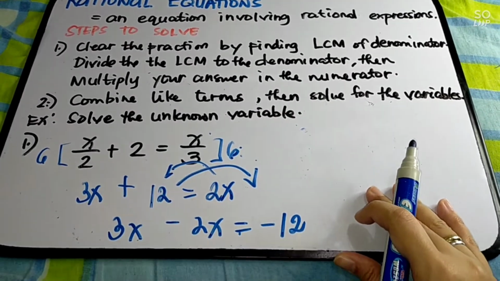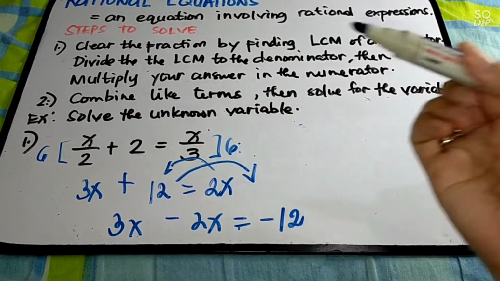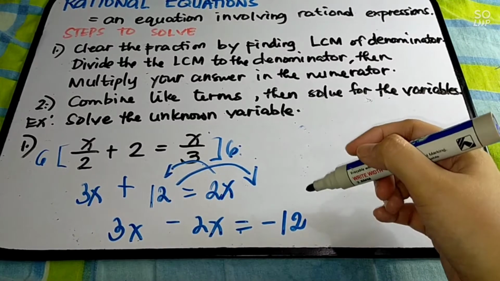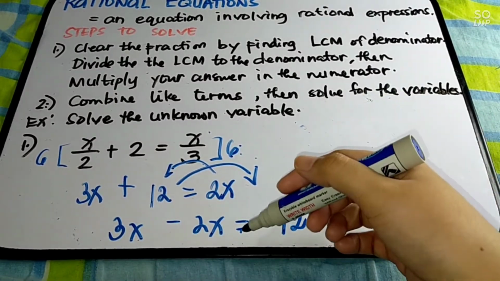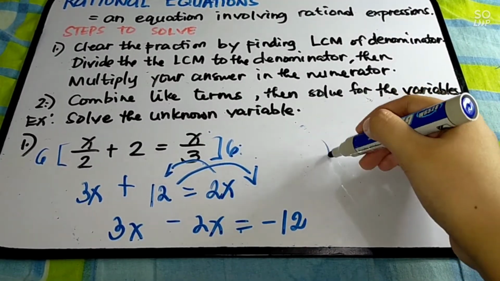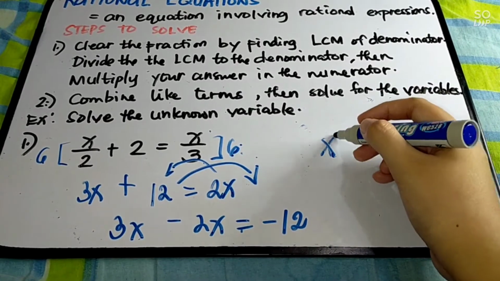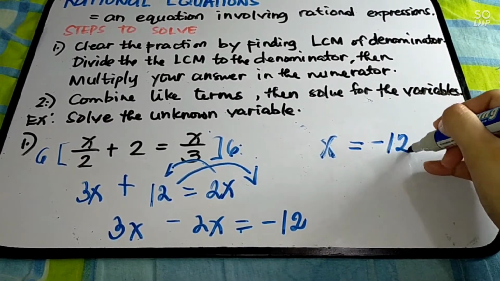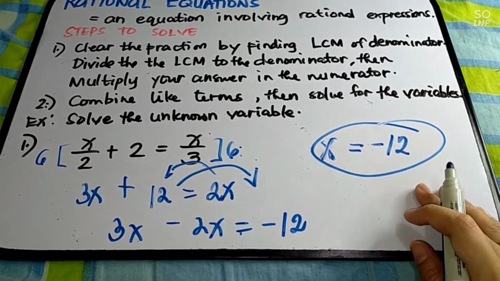Then, afterwards, you are going to solve this one. 3x minus 2x. Just combine. Since we have the same variable, you are going to subtract. Bawasan mo ng dalawang x. The answer is 1x, or simply x. Then, it is equal to, sino ang natira? Negative 12. So, your answer is negative 12.